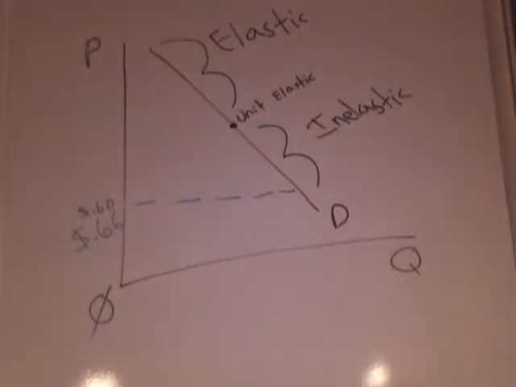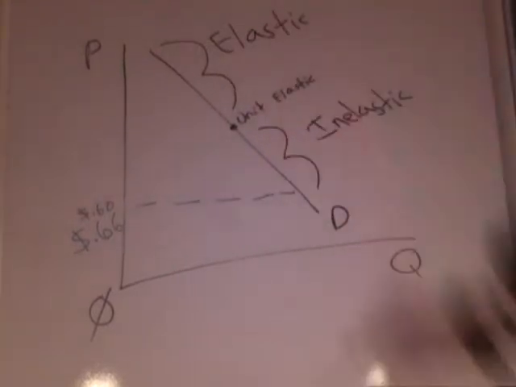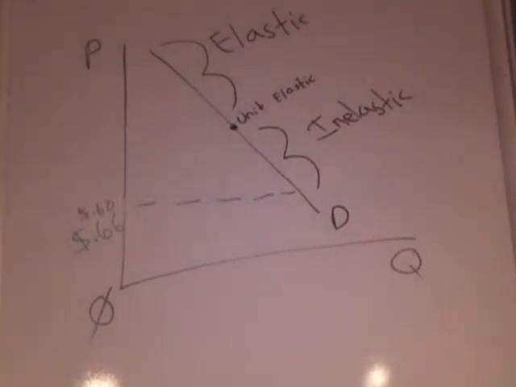You are not going to waste gas money and drive all over the place trying to find a 60-cent pack of gum when you can buy one for 66 cents right there. 6 cents is not that much of a difference. Therefore, this part of the demand curve is inelastic because a price increase will not affect consumer behavior by any considerable amount.